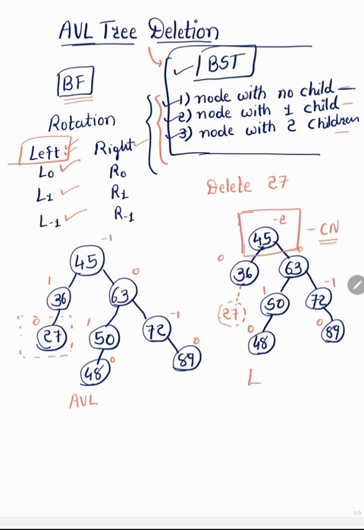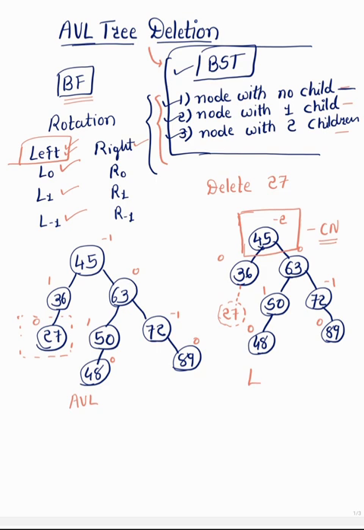Now in L I have three options, 0, 1 and minus 1. As I told you, since it's a left kind of rotation, you need to check the balance factor of the critical node's right child. Always you need to check the balance factor of the critical node's child only, left or right. For that you need to check if that particular node is deleted from the left side.